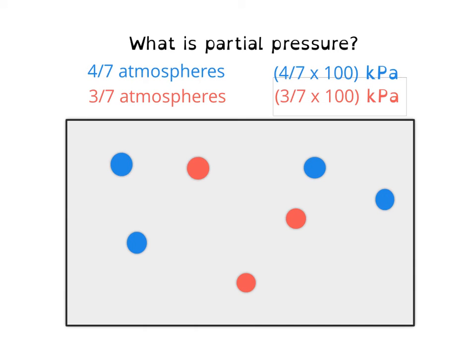Similarly, the partial pressure of the red gas is going to be 3/7 of my original 1 atmosphere, or 3/7 of 100 kilopascals. That's because, remember, no matter what the gas is, it's the number of moles of gas in a particular volume at a particular temperature that will determine the pressure. And so our PV equals nRT tells us that it's simply a case of how many moles of gas there are that tells you how much pressure it is contributing to the mixture.